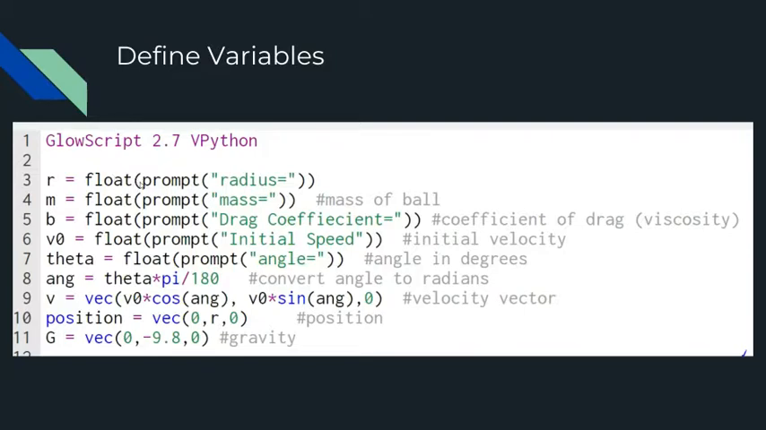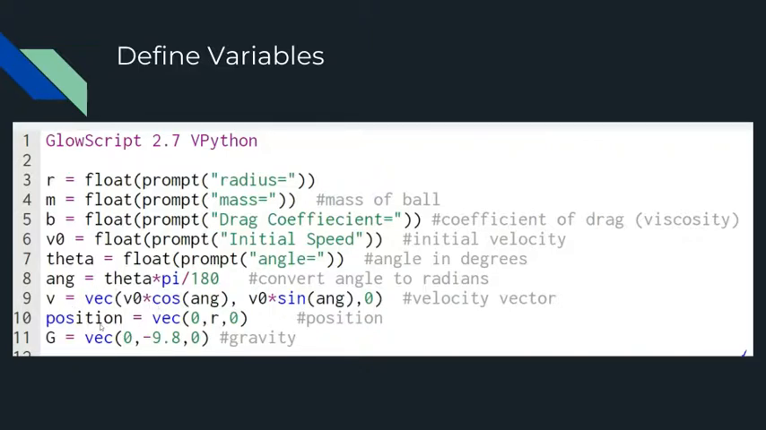Okay, so this is the code defining our variables in our Python program. Line 3 sets the radius of our projectile. Line 4 sets the mass of our projectile. Line 5 defines the viscosity of the fluid we are firing our projectile through. Line 6 defines the initial velocity that we are firing our projectile at. Line 7 gives us our initial angle. Line 8 converts that initial angle in degrees into radians. Line 9 gives us our velocity vector, and it is splitting the initial velocity into its x and y components.